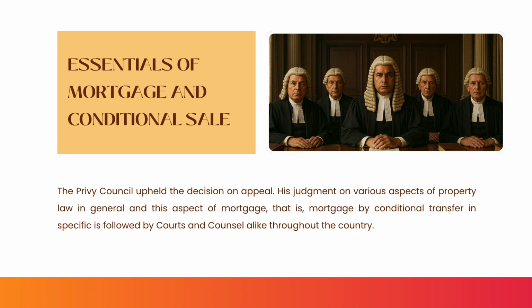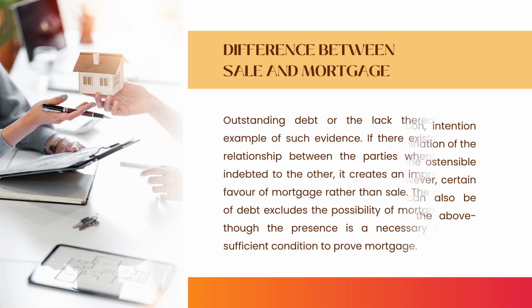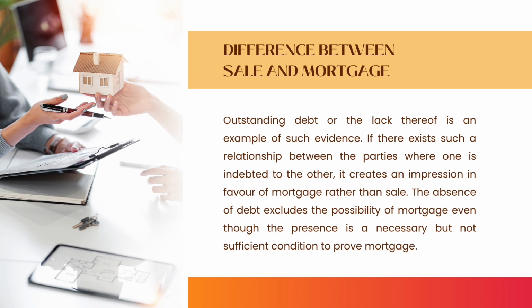Difference between sale and mortgage: as mentioned in the previous section, intention plays an enormous role in the determination of the nature of the transaction between the ostensible buyer and the seller of the property. However, certain extrinsic circumstantial evidence can also be immensely helpful and relevant in the above-mentioned determination. Outstanding debt or the lack thereof is an example of such evidence.